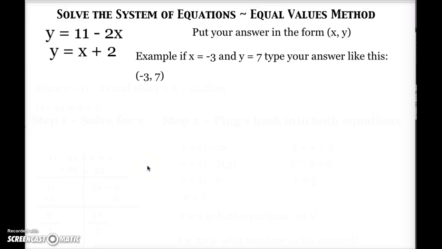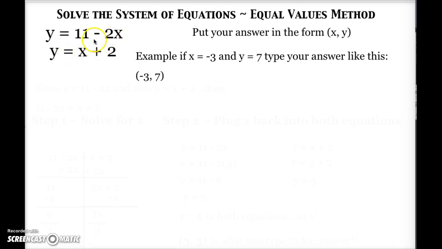This is going to be a video to help you solve a system of equations in a way called the equal values method. Now what I'm trying to do when I solve a system of equations is find where the two lines intersect. In this problem, my two lines are y is equal to 11 minus 2x and y is equal to x plus 2.